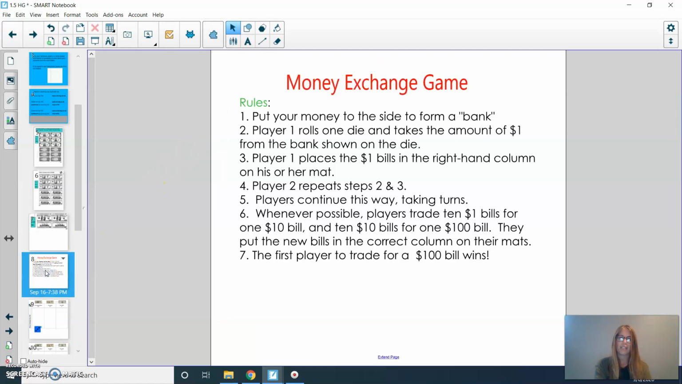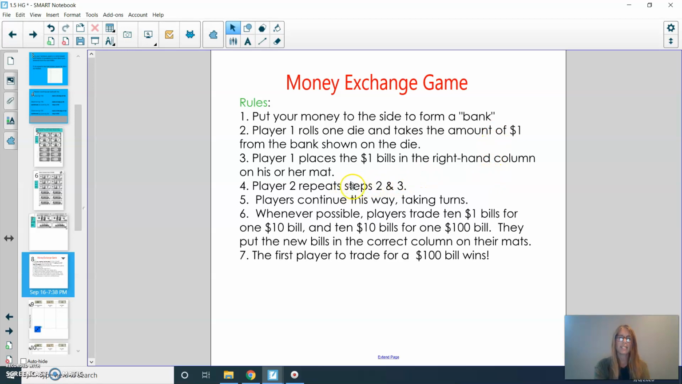So this is how you play the game. You're going to put your money to the side of your mat to form a bank. Then player 1 goes, and if you're playing by yourself today, then you'll just keep going. Player 1 rolls 1 die, and they take the amount of $1 bills from the bank shown on the die. For example, if I roll a 3, then I'm going to take 3 $1 bills. Then you put the money in the right-hand column on your mat, under the $1 bill column.